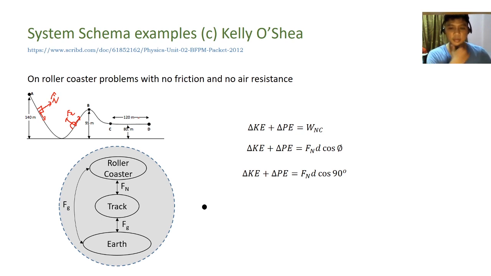Everywhere in this track, the angle is always 90 degrees. And the great thing about cosine 90 is that it is 0. So we still go back to as if the track didn't produce any non-conservative forces, as if there are only conservative forces. Well, we know that's not true. There's a normal force, which is non-conservative, but apparently it doesn't contribute to any work.